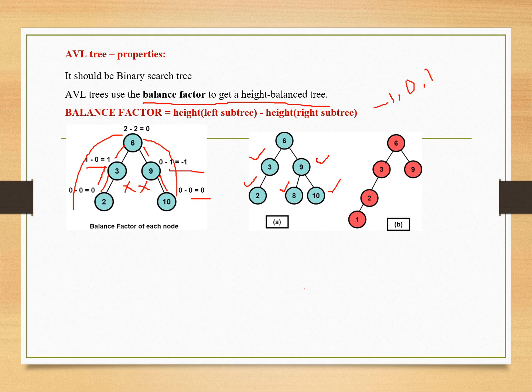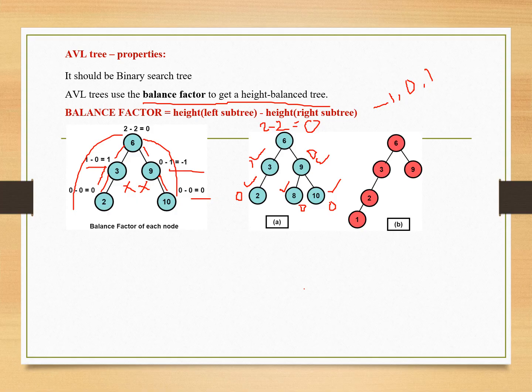Next, let us check whether the balancing factors are satisfied. For 2, the balancing factor is 0. For 8, the balancing factor is 0. For 10, the balancing factor is 0. For 3, the balancing factor is 1 minus 0, so it is 1. For 9, the balancing factor is 1 minus 1, so 0. For 6, the balancing factor is 2 minus 2. That is also 0. So the balancing factor also holds. So figure A is a valid AVL tree.